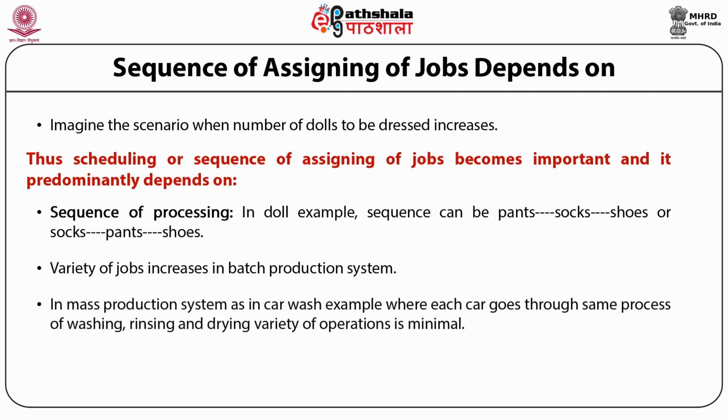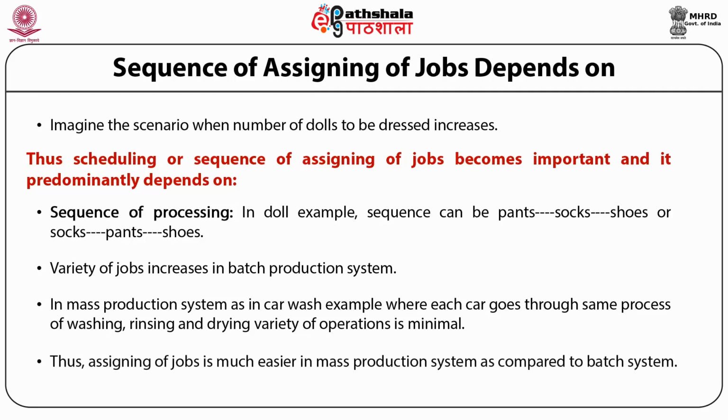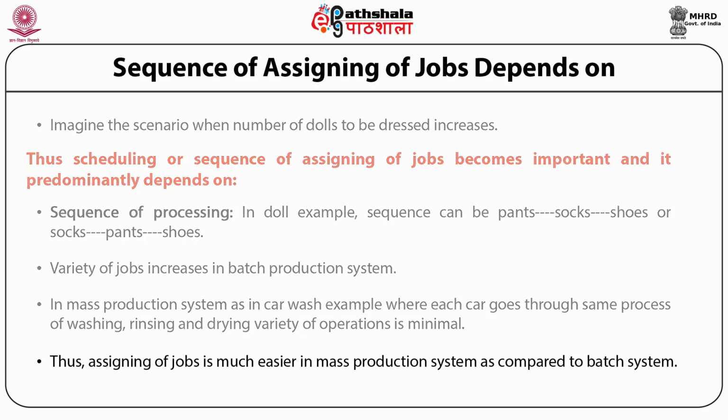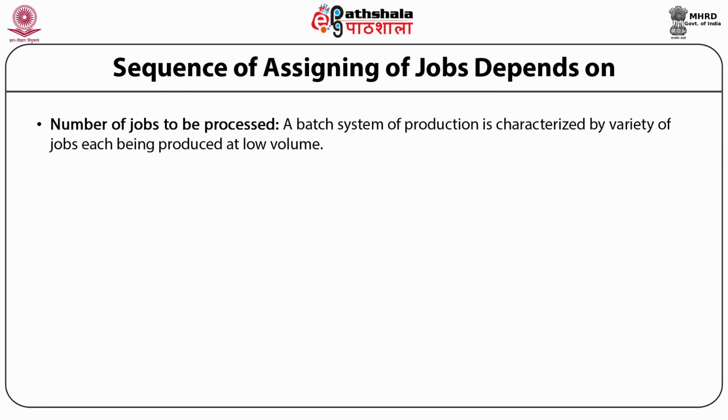In mass production system, as in car wash example, where each car goes through same process of washing, rinsing and drying, variety of operations is minimal. Thus, assigning of jobs is much easier in mass production system as compared to batch system. Number of jobs to be processed.